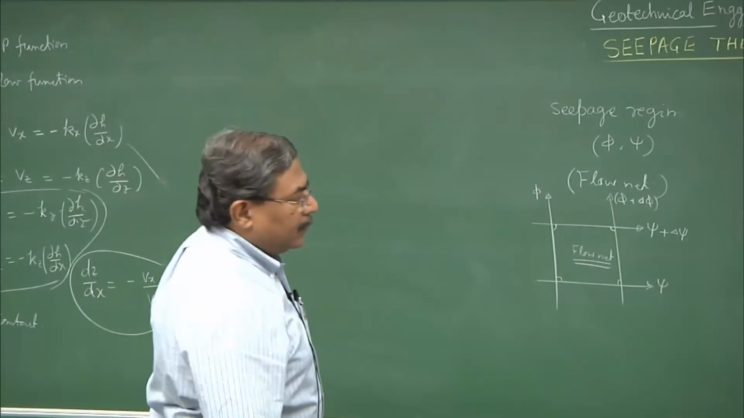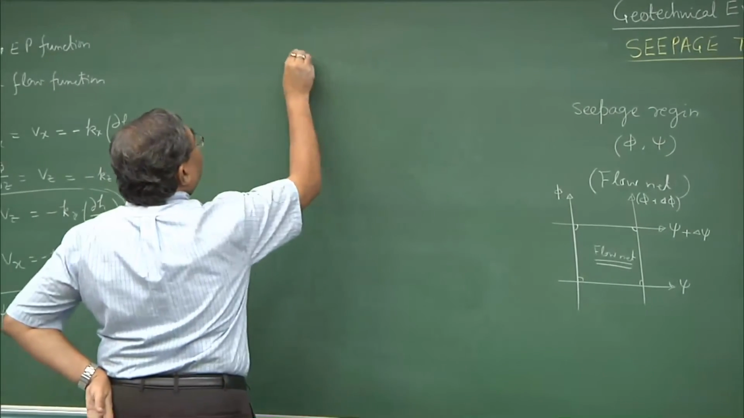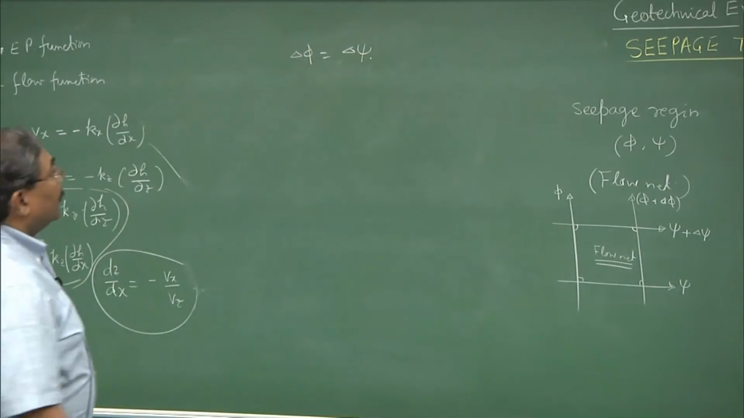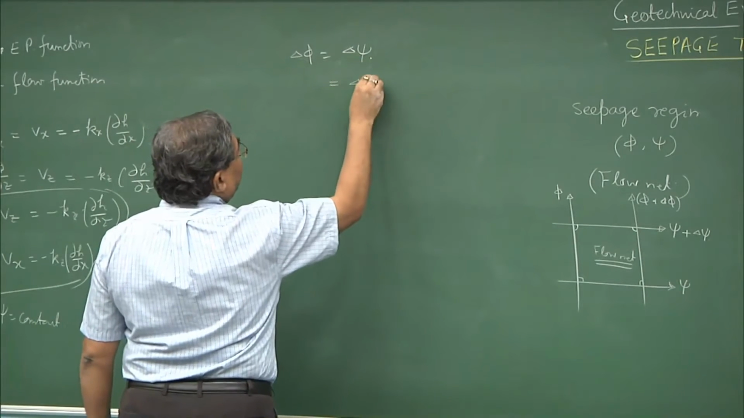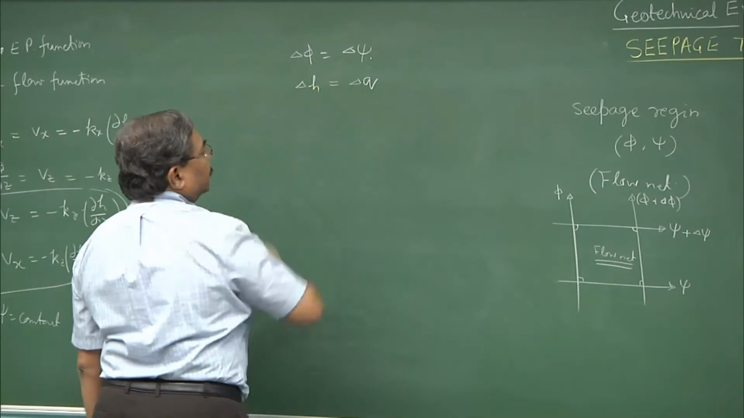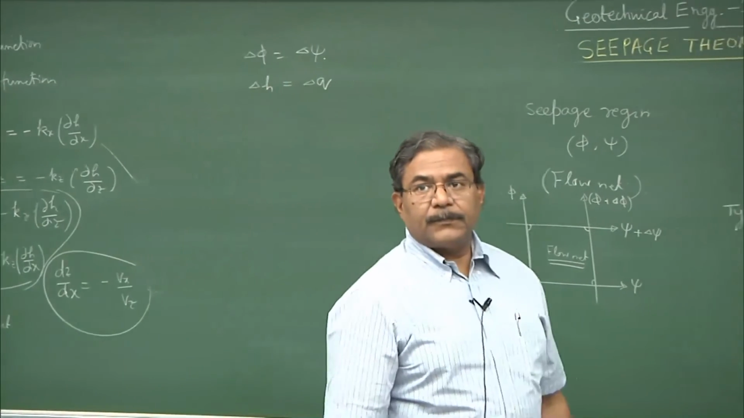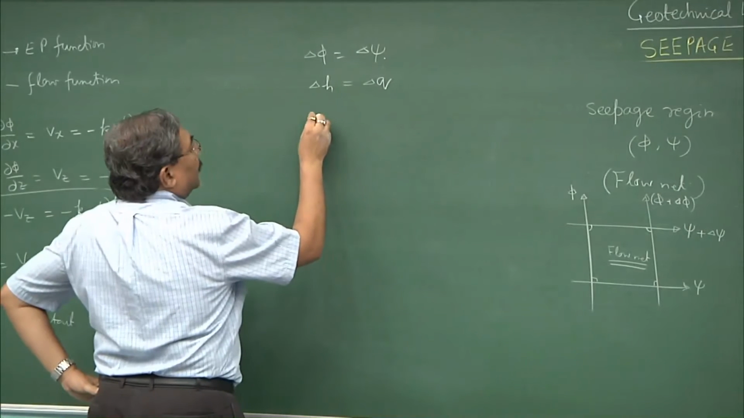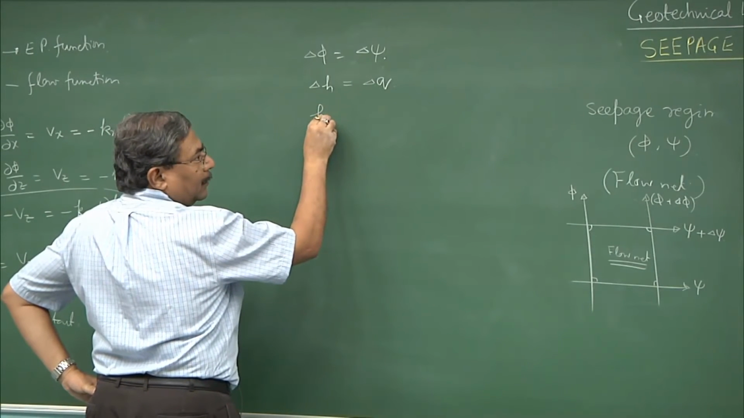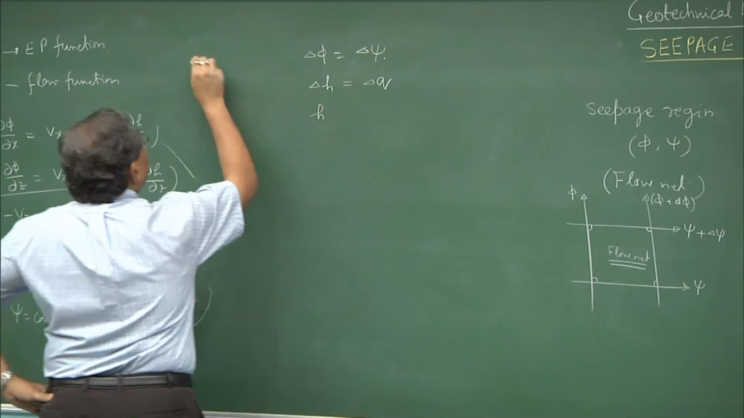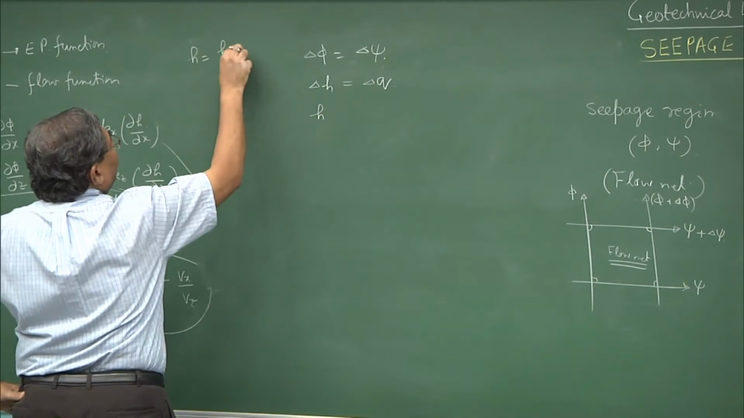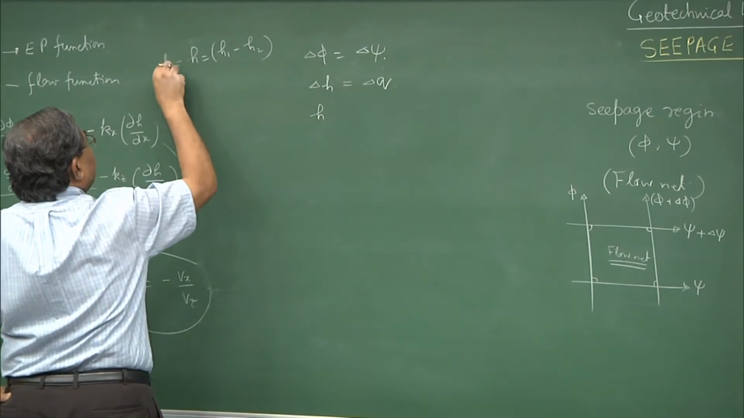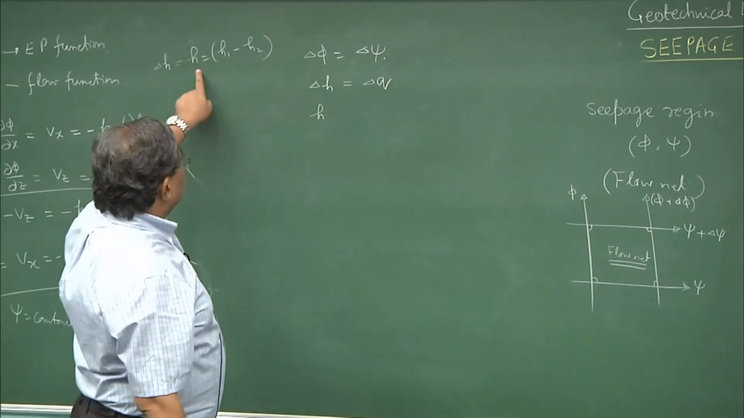Suppose if I start from this function, that is delta phi is equal to delta psi. This is nothing but delta q and this will be delta h. Now, if I introduce two terms, that is the total head, you remember the H is equal to H 1 minus H 2, which is also equal to delta H. So, this head is causing the flow to occur.